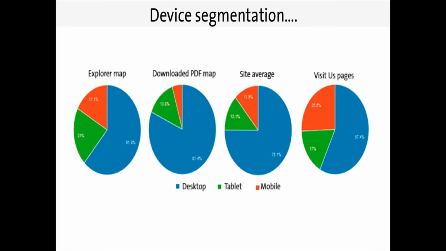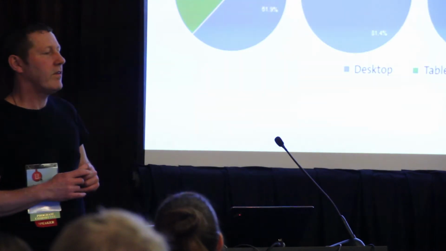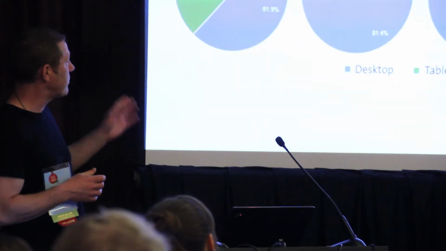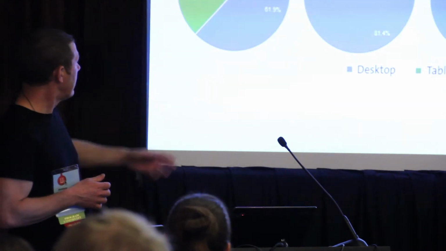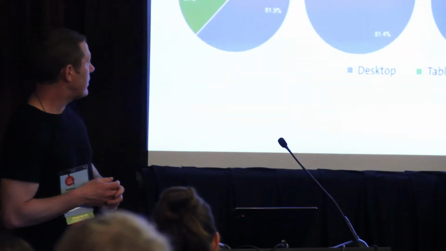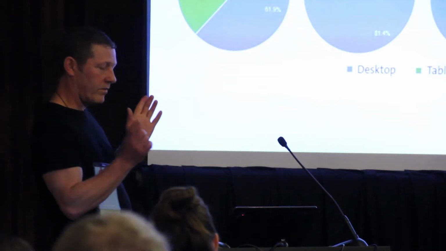What this is showing is the difference between desktop, tablet, and mobile. So typically people go, how many people come to our website on mobile? It's about 15%, is it? And that's quite high. But actually, if you look at different sections, different content, it's got a radically different breakdown. So the Explorer map we designed for a tablet, and lo and behold, lots of people use it on a tablet. But that's just one tiny bit of the site.